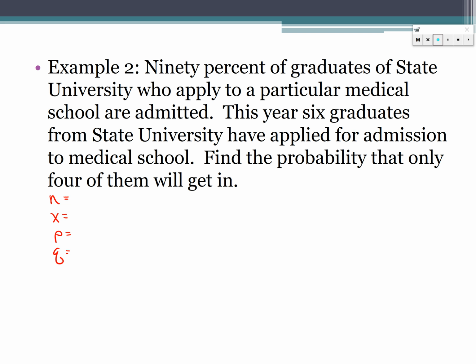Our lowercase n is the number of trials. In this case, a trial is applying for admission, and there are 6 students going to do that. Capital X is how many successes we want. A success in this case is getting in. How many do we want to get in? Is 4.